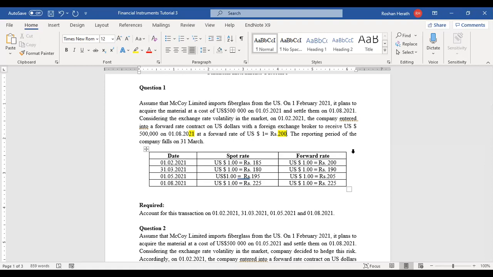So here, what we are going to see basically is how to account for this derivative. That is our main motive. In the process, we may have to account for some monetary asset as well as the inventory. But here the main focus must be on how to account for a derivative.